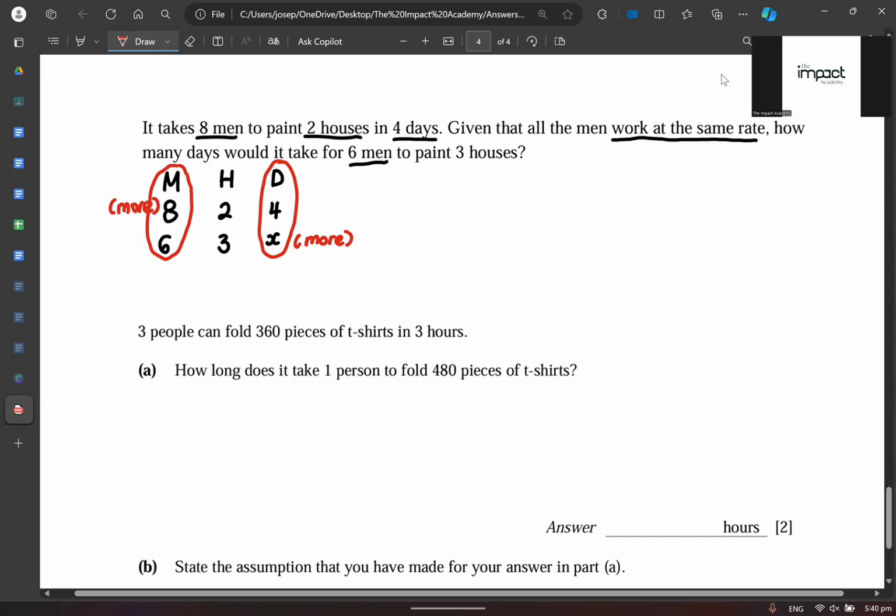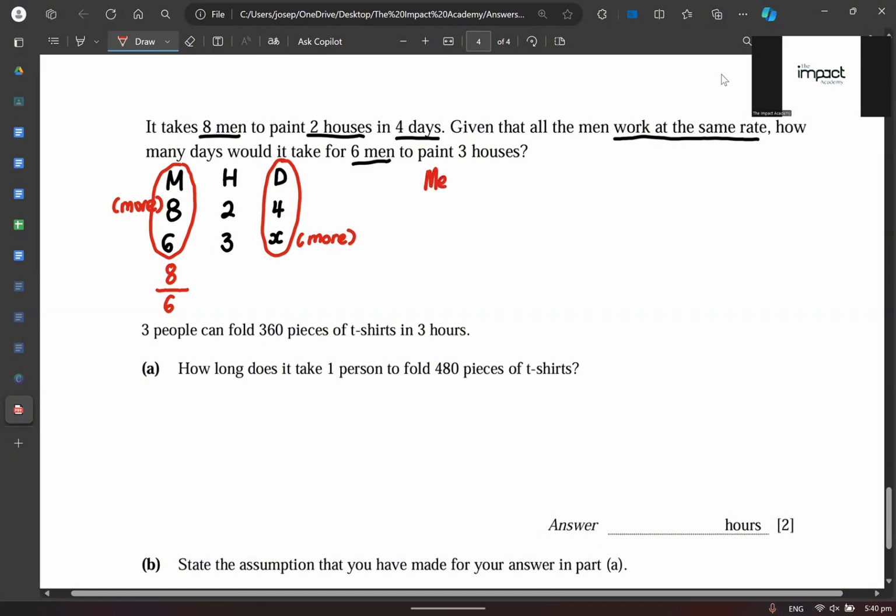Which one is it? 8 or 6? 8, right? I'm going to use 8 as my numerator. 8 over 6. Why 8 over 6? Because this one is more. So men decrease. When I say men decrease, what happens to the days? Days increase. Days increase means more, right? So I go to my men, I have to take the more.